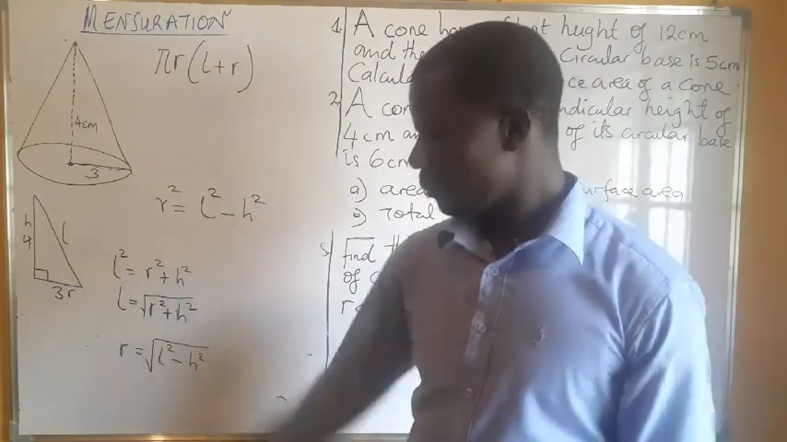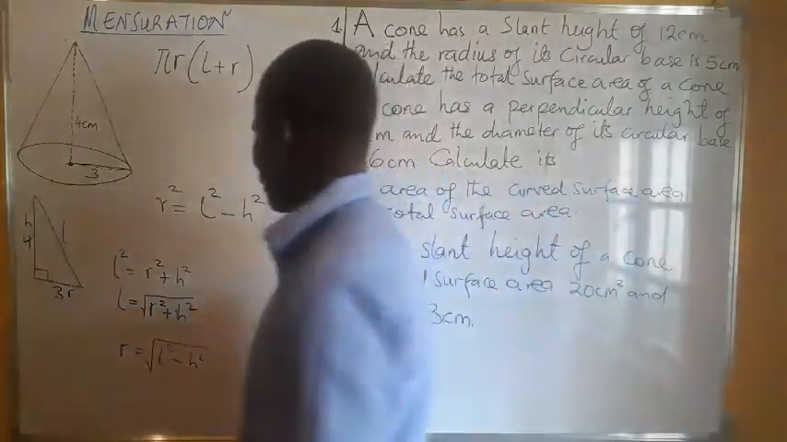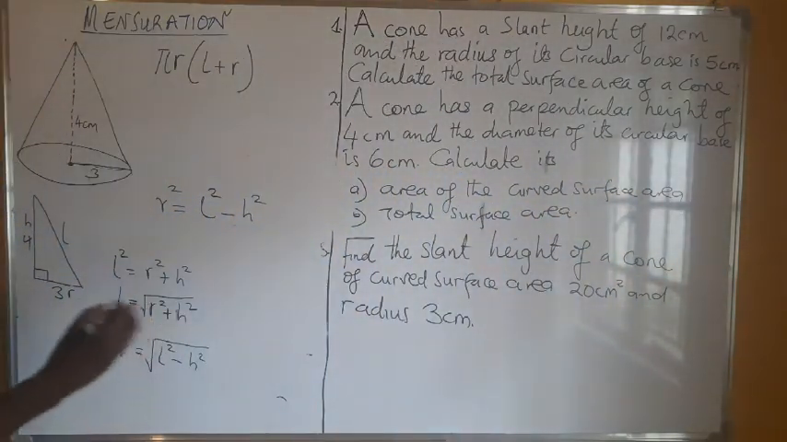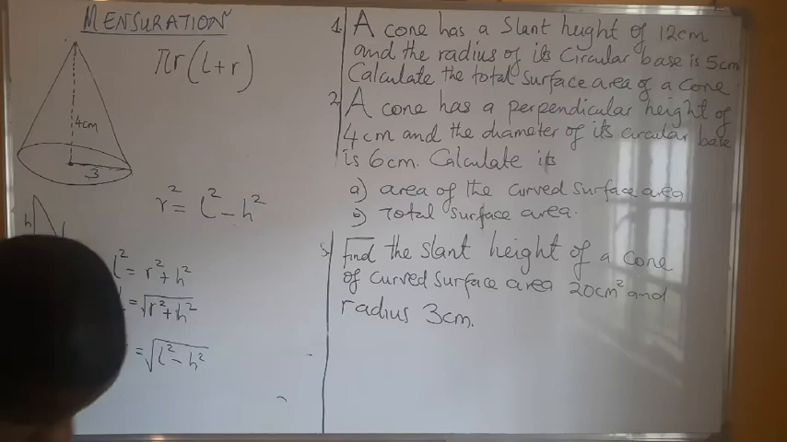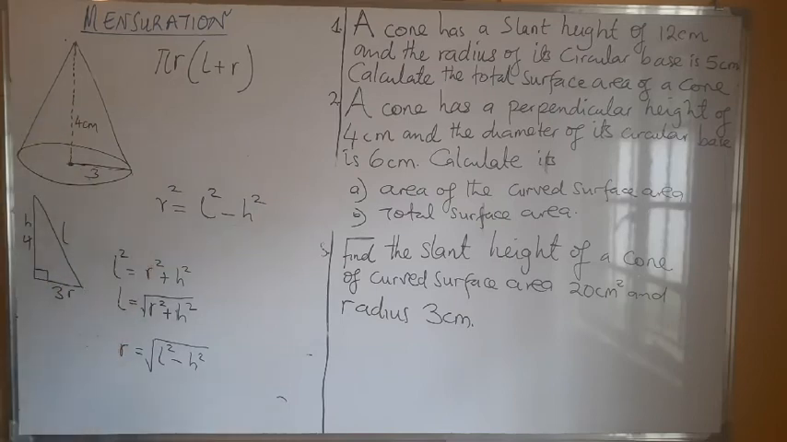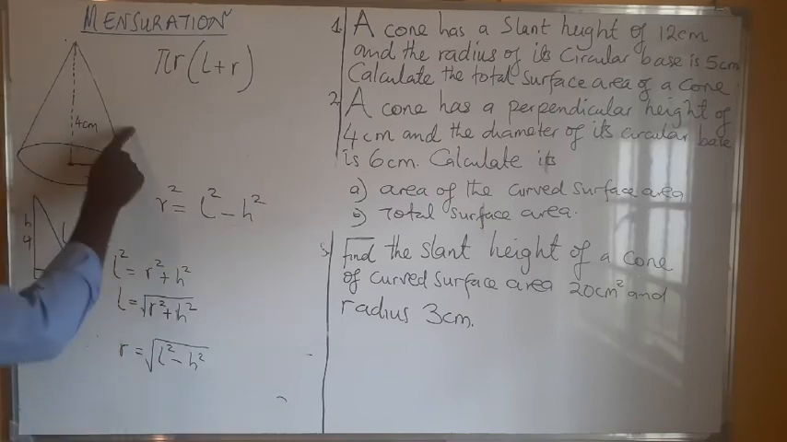So we are using Pythagoras theorem to work out those things. That is what you are supposed to do. In this case, I'm considering a case where these two are not given, so you have to find them using Pythagoras theorem. So let's go and look at this case.